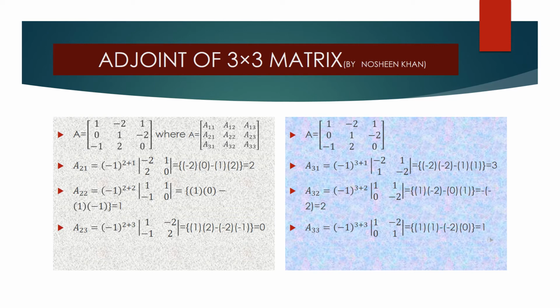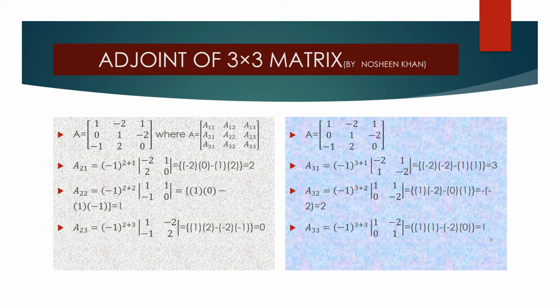The last cofactor is A33, and the subscript is 3 3, so minus 1 power 3 plus 3, and the A33 cofactor exists in the third column and third row, so neglect all these values, and the remaining values are 1 minus 2 0 1. Open it by the 2 cross 2 determinant method. 1 multiplied by 1, minus, as per the formula, minus 2 multiplied by 0. After solving, it will give you 1.